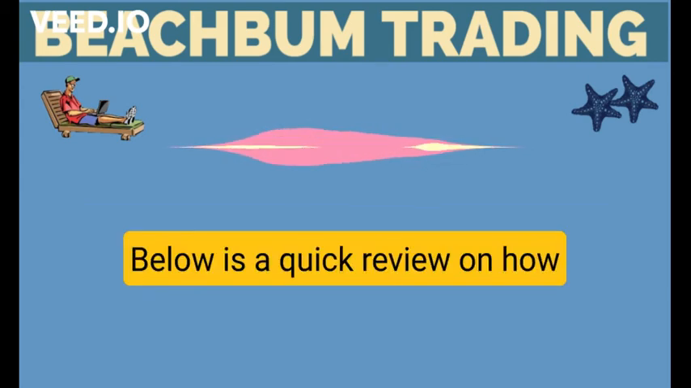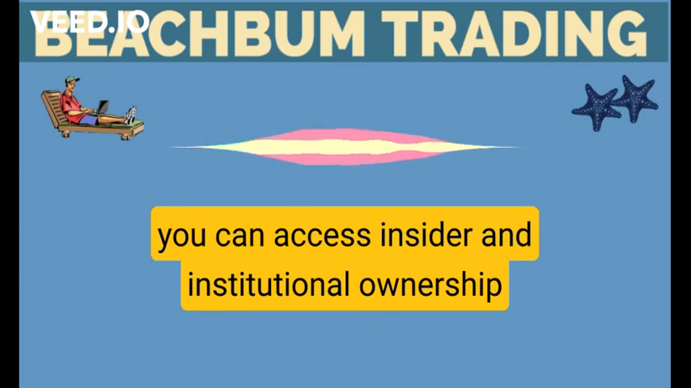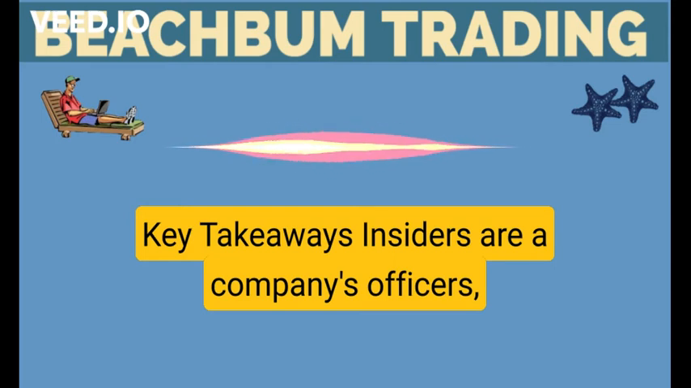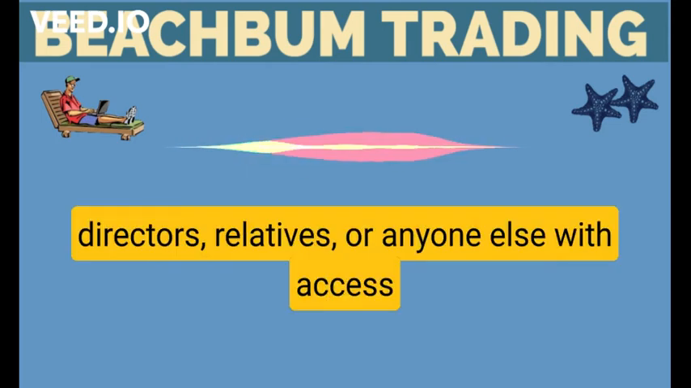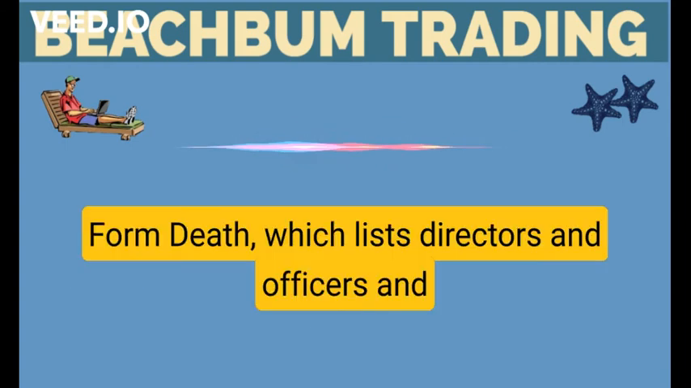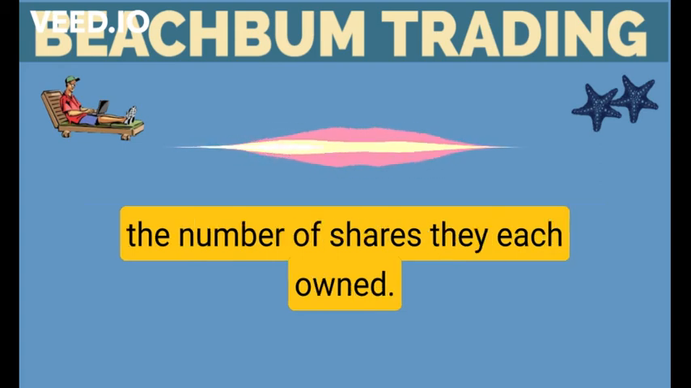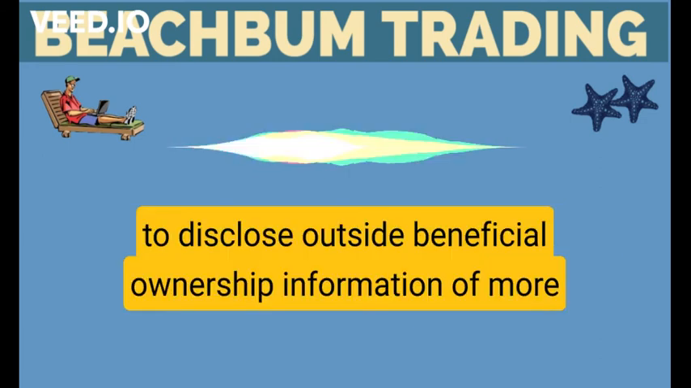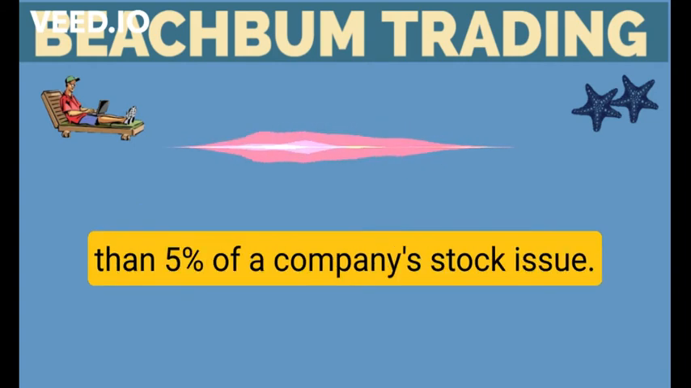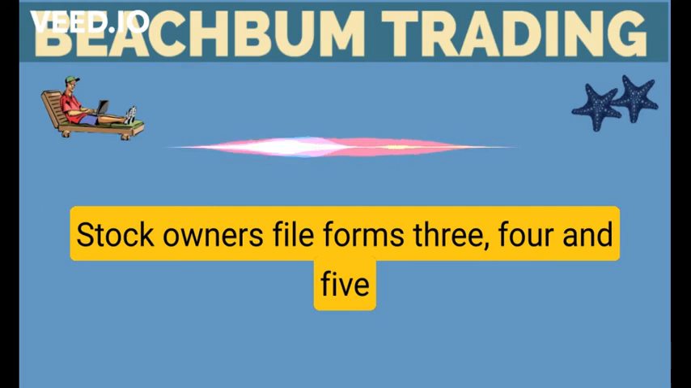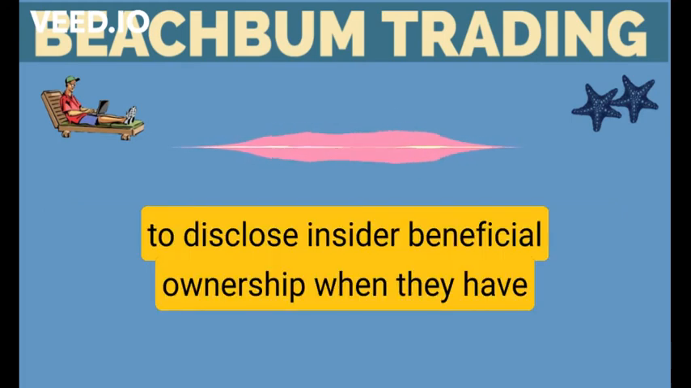Below is a quick review on how you can access insider and institutional ownership information to make well-informed investment decisions. Key takeaways: insiders are a company's officers, directors, relatives, or anyone else with access to key company information before it's made available to the public. Form DEF 14A, the proxy statement, lists directors and officers, and the number of shares they each own. Companies file Schedules 13D and 13G to disclose outside beneficial ownership information of more than 5% of a company's stock issue. Stock owners file Forms 3, 4, and 5 to disclose insider beneficial ownership when they have more than 10% of voting power.